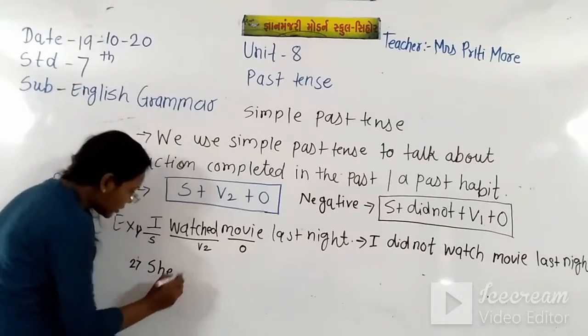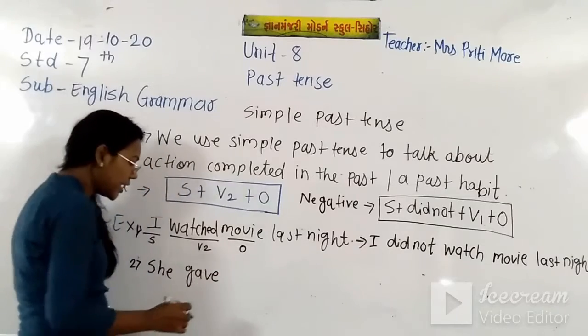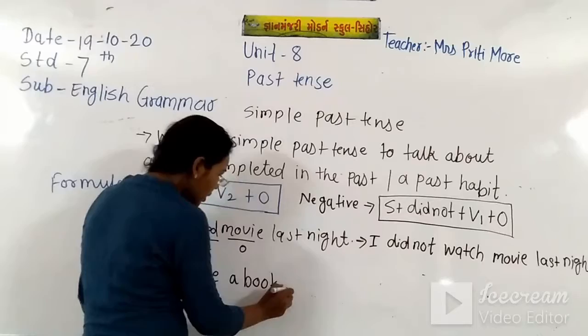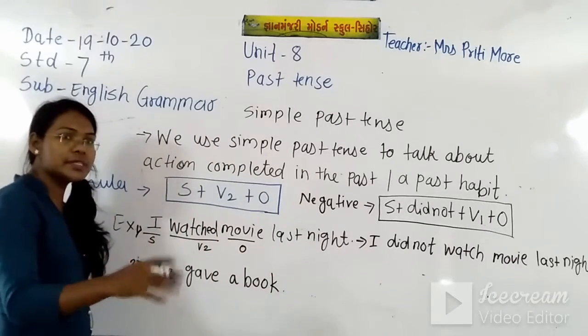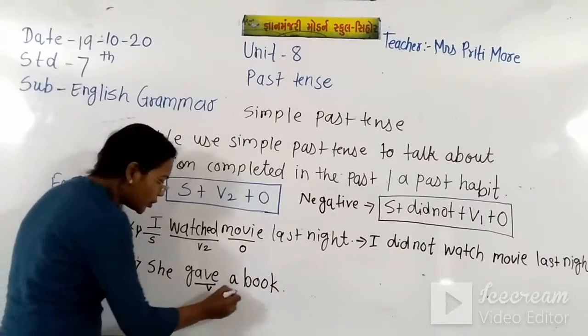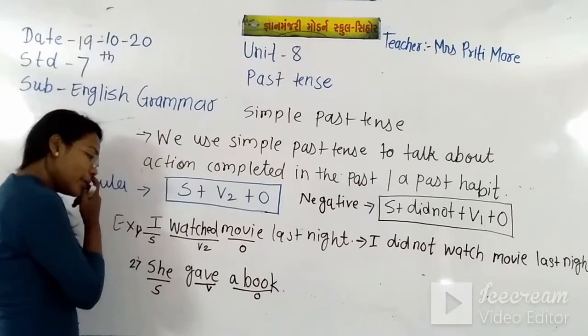She gave a book. उसने book दिया. Gave means देना, give, gave, given. So this is the V2, this is the object and this is the subject. She gave a book.